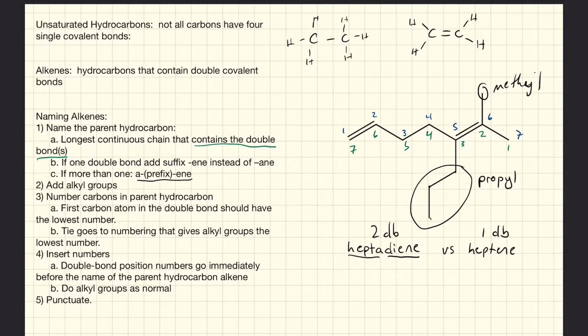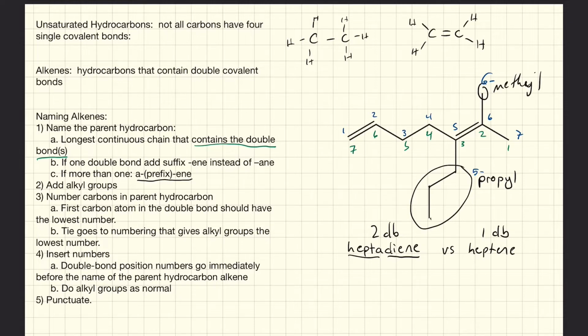Okay, and again, ties will go for the numbering that gives the alkyl groups the lowest numbers. And if that's still a tie, which is super unlikely, then you go alphabetical based on the alkyl groups. Okay? So, based on my numbering, I'm going to use the blue. So this is a 6-methyl, and this is a 5-propyl.